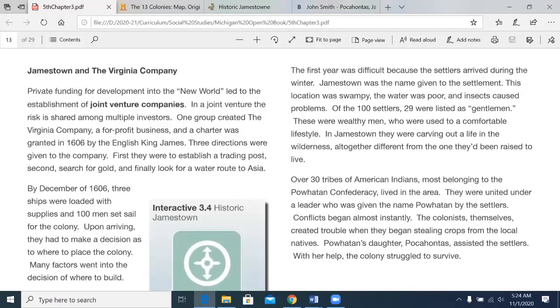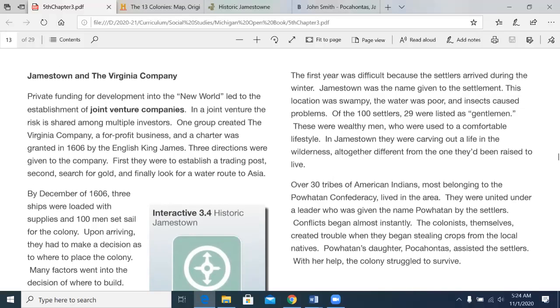Jamestown and the Virginia Company. Private funding for development into the New World led to the establishment of joint venture companies. There's a vocab word there. In a joint venture, the risk is shared among multiple investors. One group created the Virginia Company, a for-profit business, and a charter was granted in 1606 by the English King James.